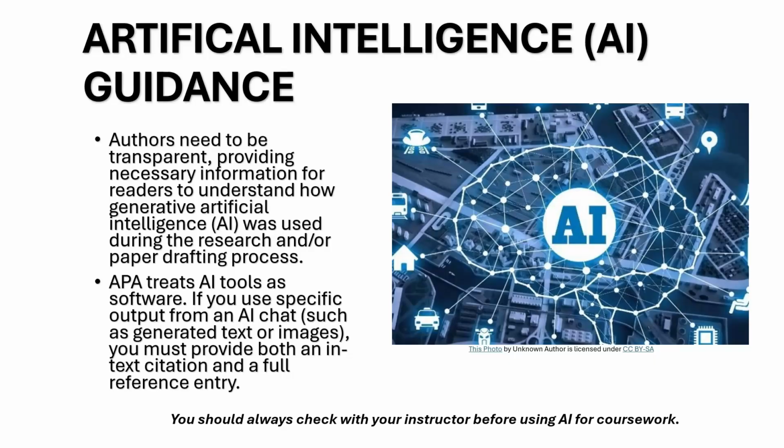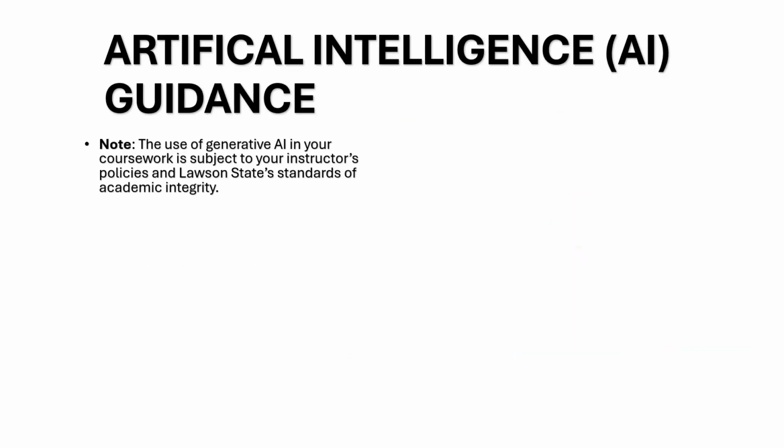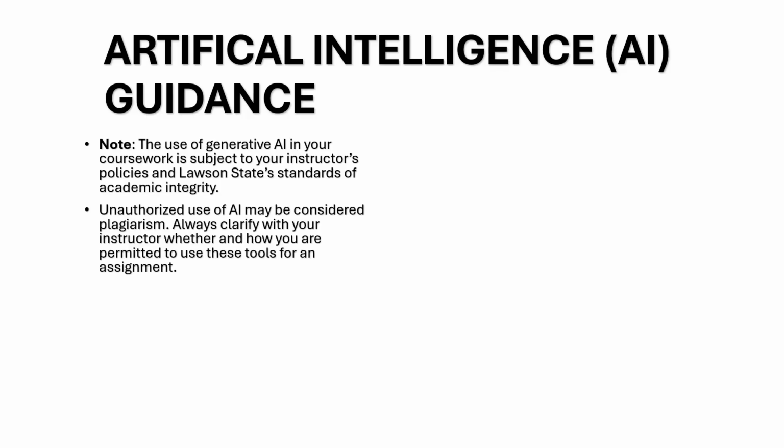APA treats AI tools as software, and if you use specific outputs from an AI chat, you must provide both an in-text citation as well as a full reference entry. Also, I caution students to check with their instructors before using AI for coursework. The use of generative AI in your coursework is subject to your instructor's policies and laws and state standards of academic integrity. Unauthorized use of AI may be considered plagiarism, even if you use AI just to brainstorm.